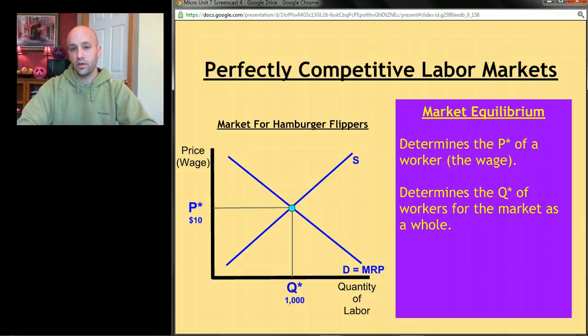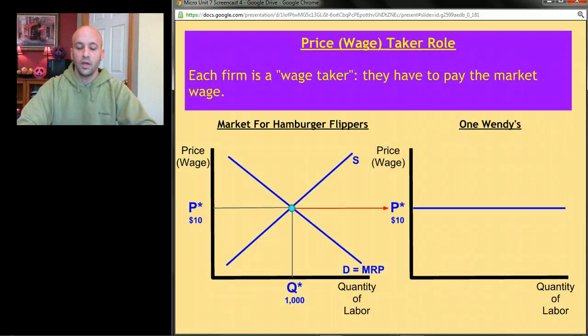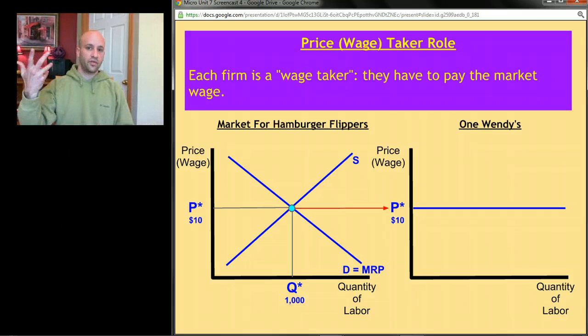Now let's take a look at one individual Wendy's. Each firm is a wage taker. They have to pay the market wage. If you're Wendy's and around you there's hundreds of other fast food places and they're all paying their hamburger flippers $10, you're not going to get away with paying $9 for a hamburger flipper, right? If you offer $9, workers are just going to go to one of these other hundreds or thousands of places, a dynamic similar to perfectly competitive product markets.